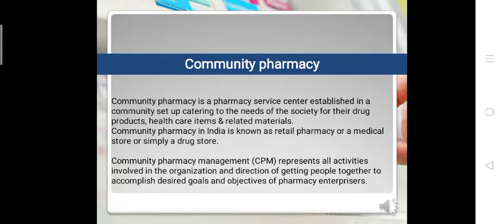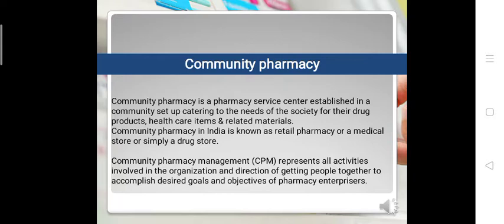Okay. So community pharmacy management represents all the activities. What are the activities which we involve in this management? That is organization, direction of the people, hiring the people together to accomplish the desired goal of that particular organization and the objectives of that particular pharmacy enterprise. So whatever you manage, if you are having a hospital, if you have any business setup, you have some goals, right? Your organization, your firm might be having some goals which you want to achieve in that particular year or in 5 or 10 years of tenure, whatever it may be.